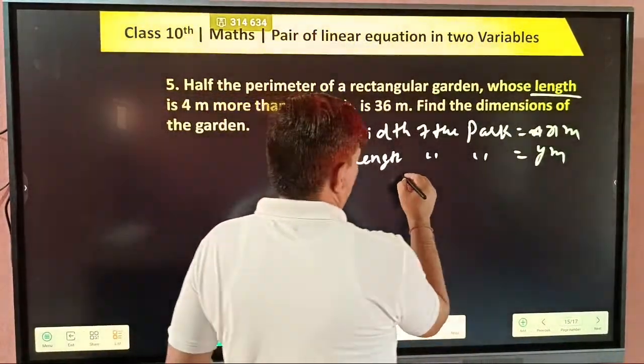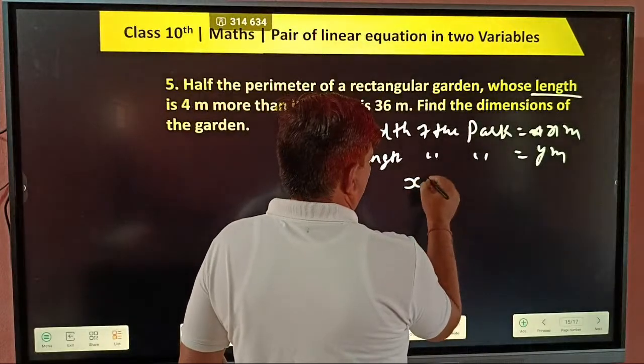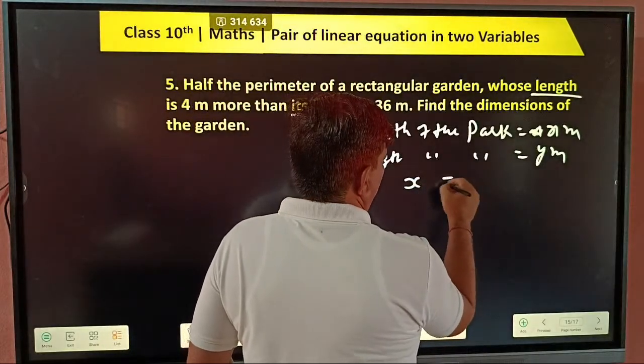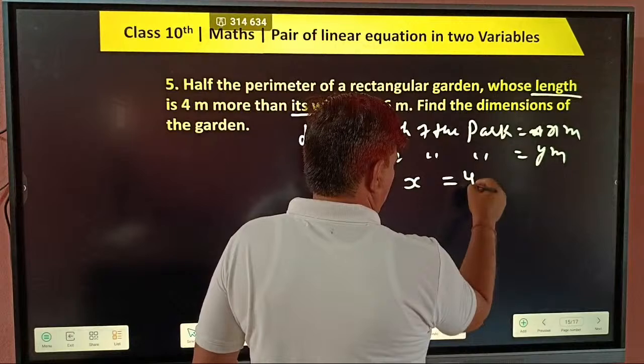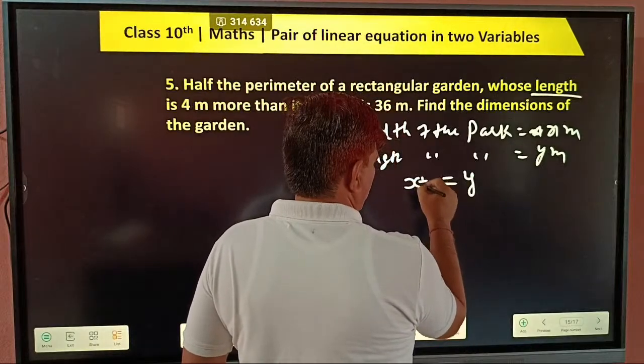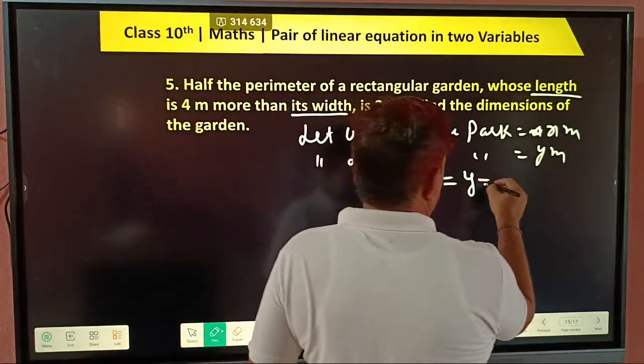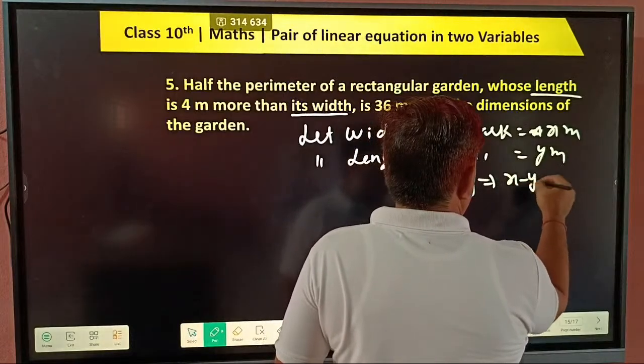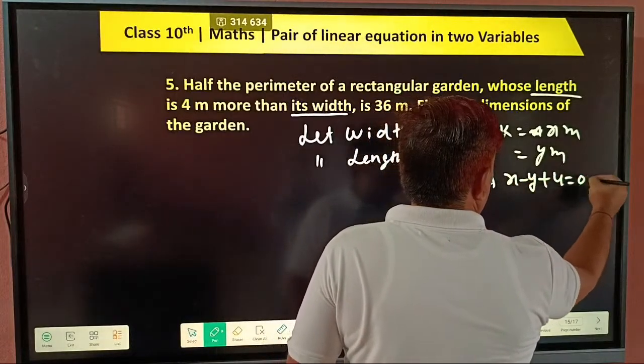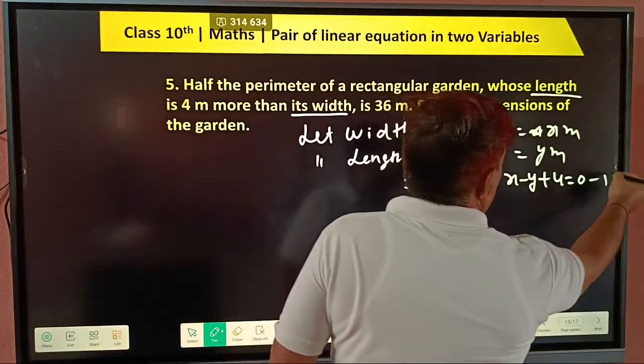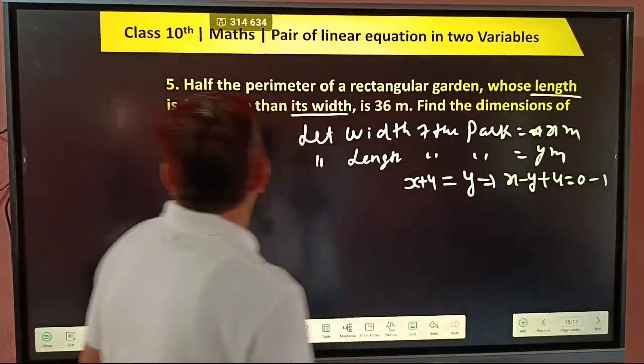Its meaning, width is how much? x. And what's your length? y. This is 4 more than it, so we can add 4 in it. And this we can write as x minus y plus 4 equal to 0. This is equation number 1.